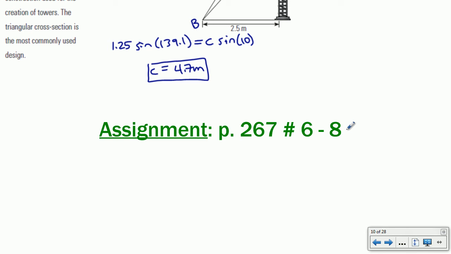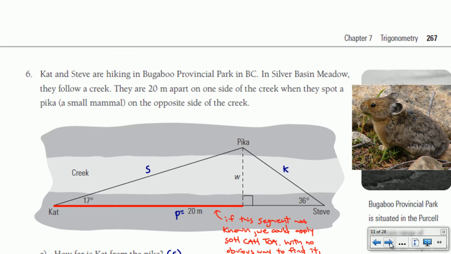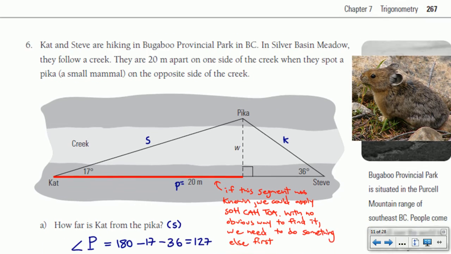Hello everyone, today we're going to be doing Sine Law a little bit more. Before we start into the new stuff, we'll just go over the assignment from last class, starting with question number 6. Here's a picture of a pica if you're interested, basically a mountain hamster.